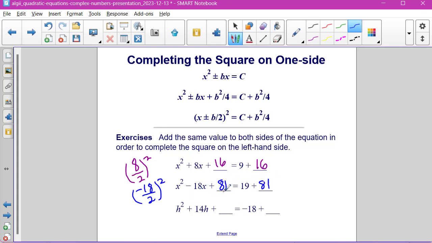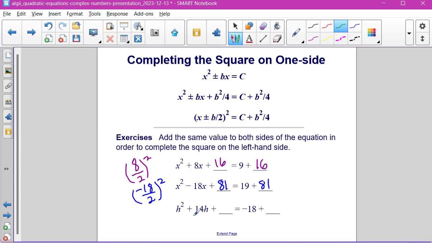And if we were to factor this, it would be x minus 9, quantity squared, and it would work. Now let's look at the third one. We have h squared plus 14h plus some number is equal to negative 18 plus some number.